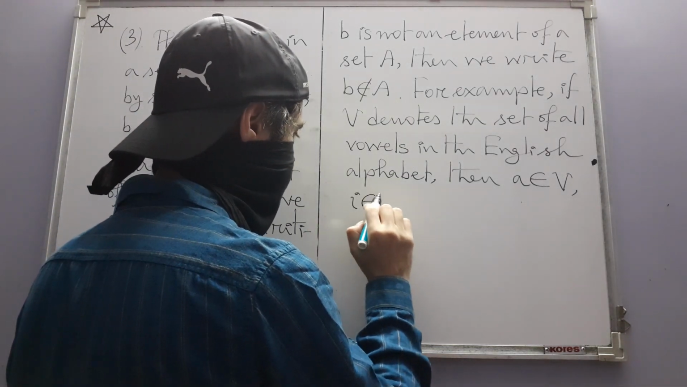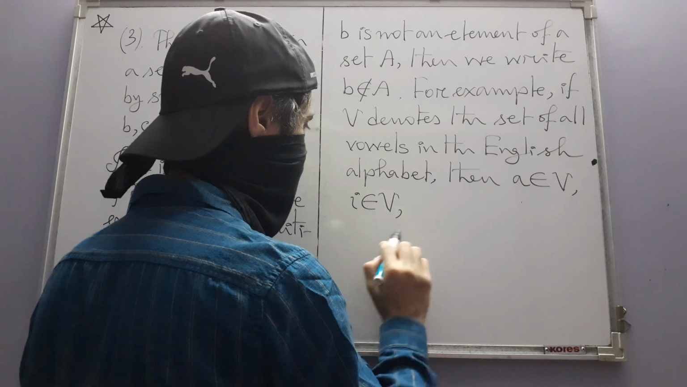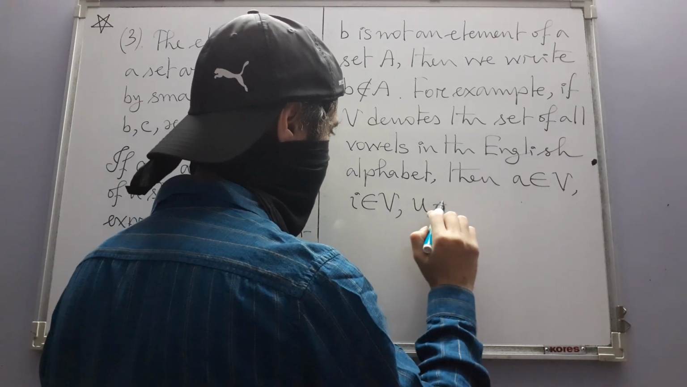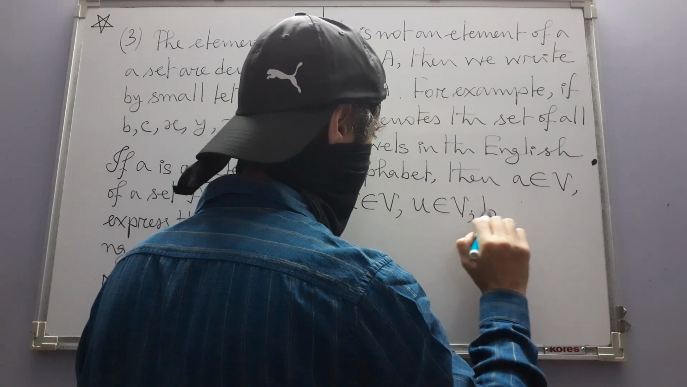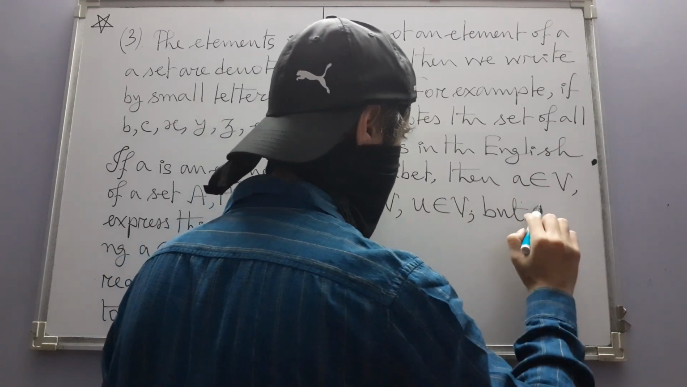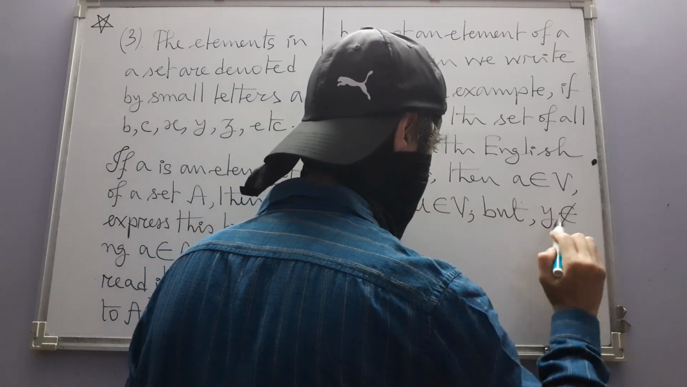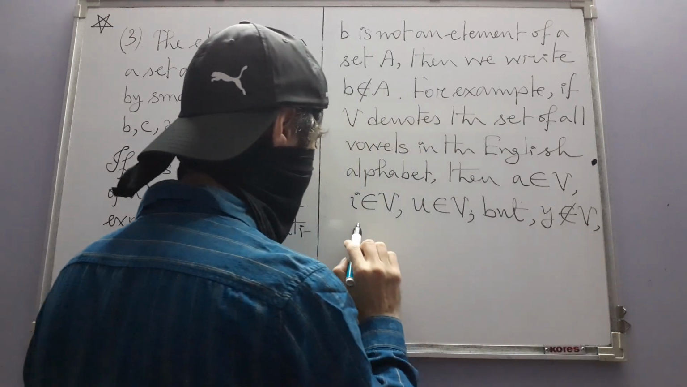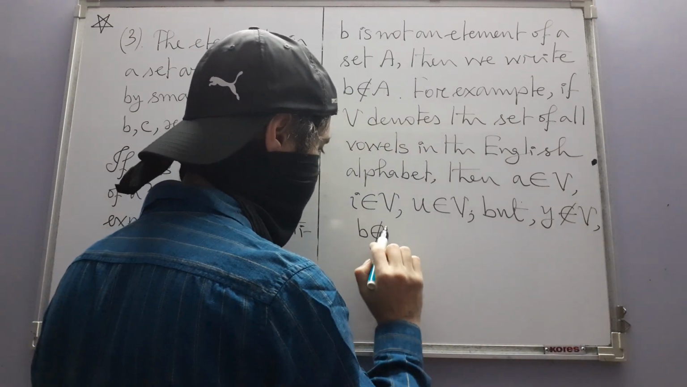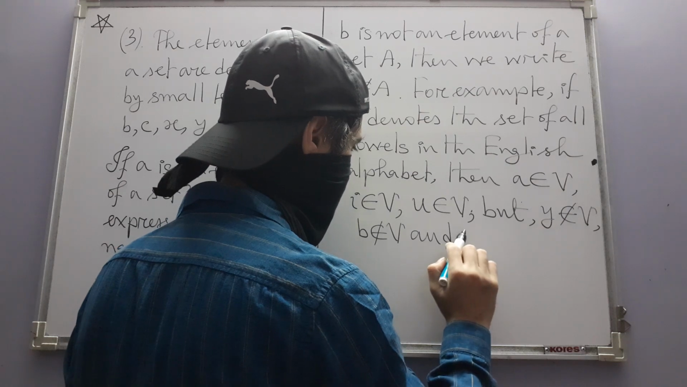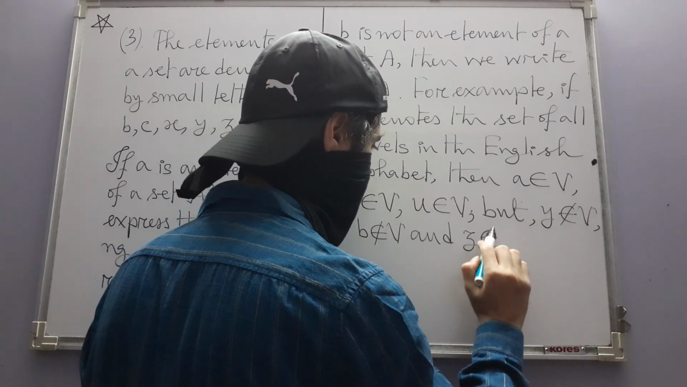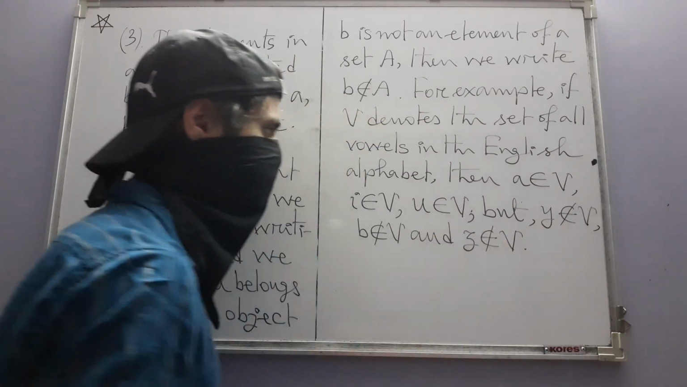i belongs to V, u belongs to V, but y does not belong to V. b does not belong to V. These are consonants, and say z also does not belong to V.